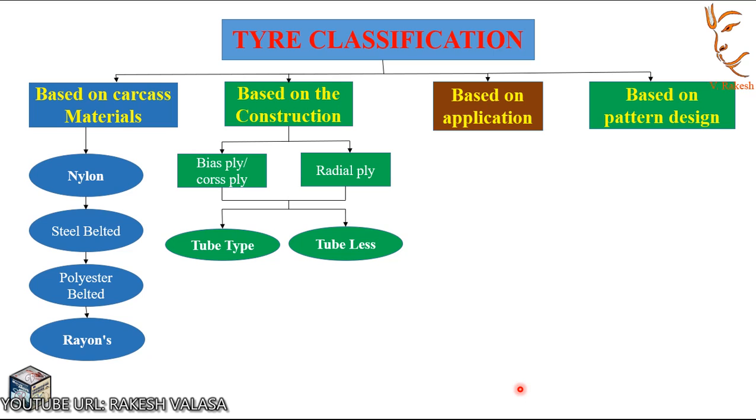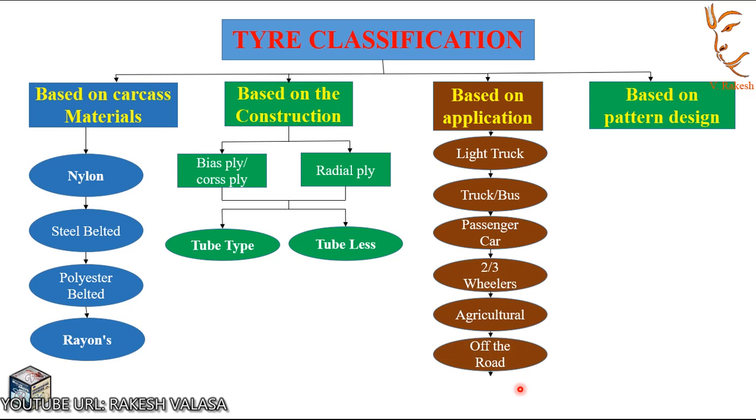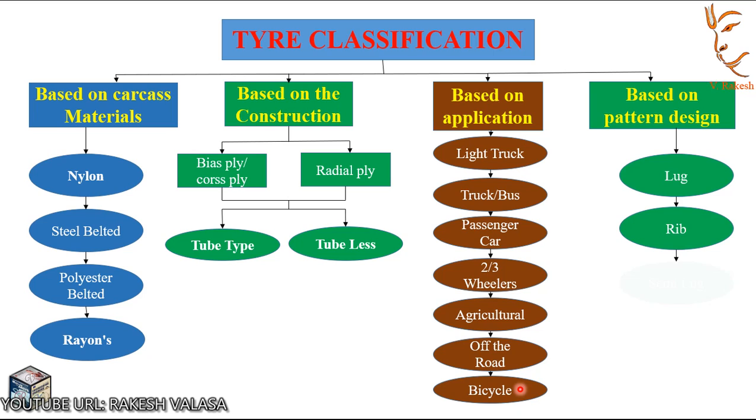Next one is based on applications. The tires are divided into those used in light trucks, trucks or buses, passenger cars, two and three wheelers, agriculture vehicles, off the road, and bicycles. Next one is based on the pattern design. This design is divided into three types: lug pattern design, rib pattern design, and semi-lug pattern design.